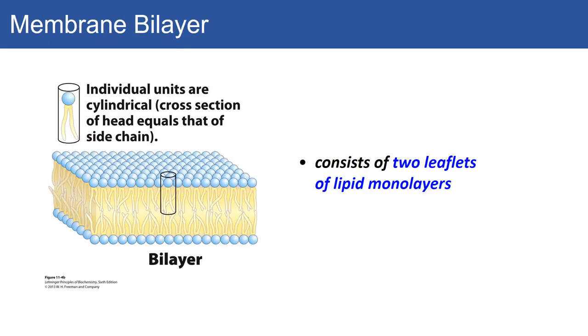So let's dive into a little bit about the membrane bilayer. Individual units, if they form a bilayer, are cylindrical, as you might recall, as opposed to wedged. In other words, with wedged units the polar head groups are very large. If they're cylindrical, the cross-sectional area of the head equals that of the side chain, so you're going to form a bilayer. Again, we have a polar head and a non-polar tail. The polar head interacts with water. The hydrophobic fatty acid chains are packed on the inside. One leaf faces the cytoplasm, and another leaf faces the extracellular matrix.